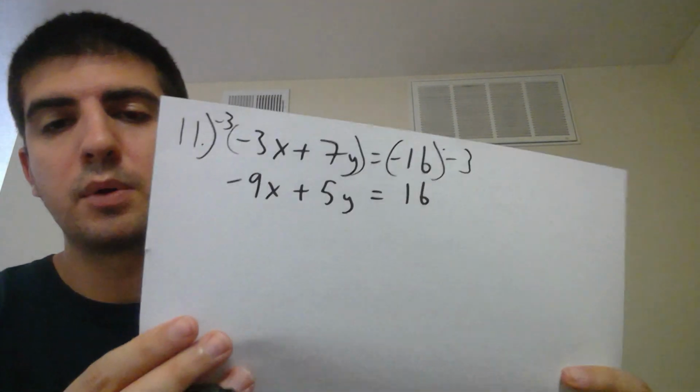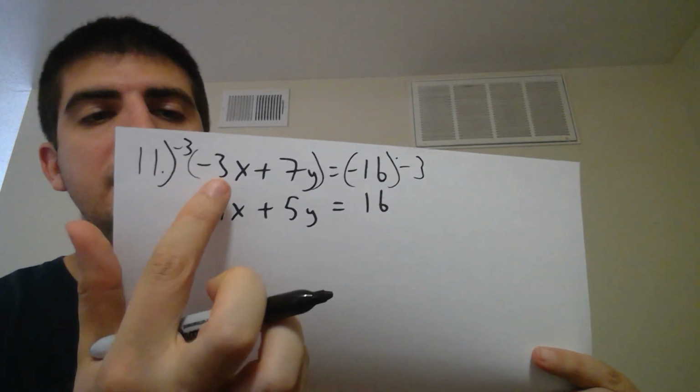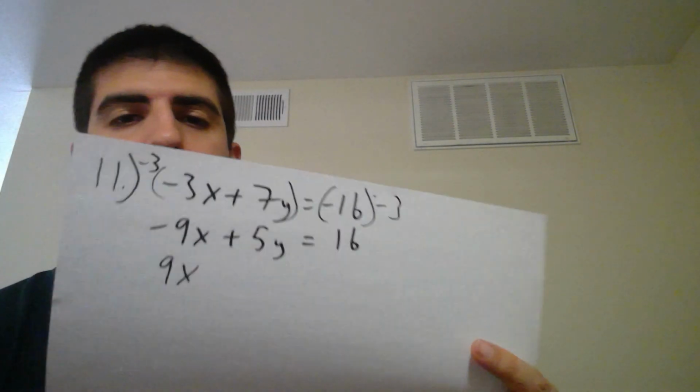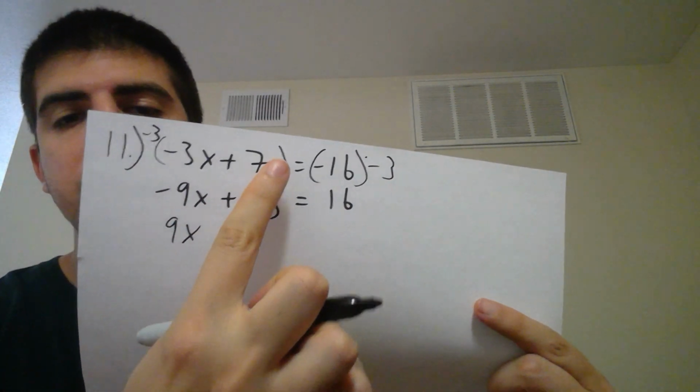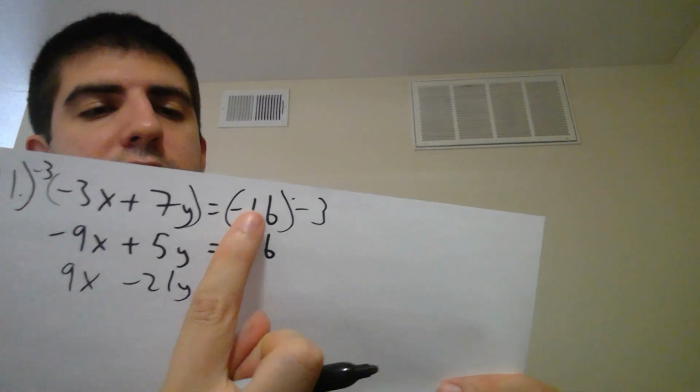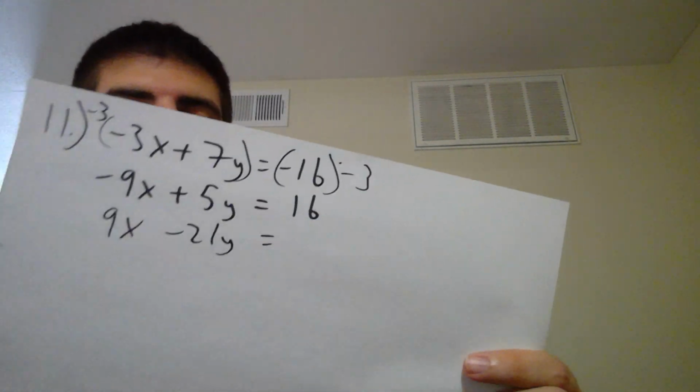So here, negative 3 is going to hit both sides. What's negative 3 times negative 3x? That's 9x. Negative 3 times 7y is minus 21y. And negative 16 times negative 3 is positive 48. I'm doing these in my head, but if you need a calculator, by all means. And now we're good to go.